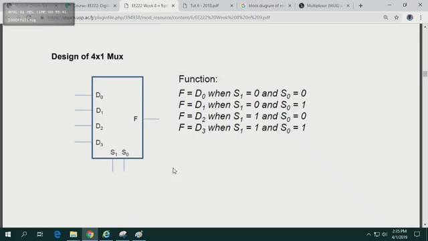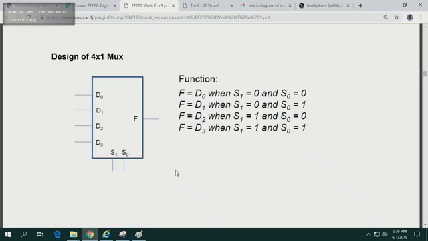So all you got to do is ground data line 1, selector line 1. Ground selector line number 1. That's it. That's your answer. So if you provide a 0 to S1, there's only one selector switch left. And that's going to only allow data line 0 and data line 1 to connect to your F.